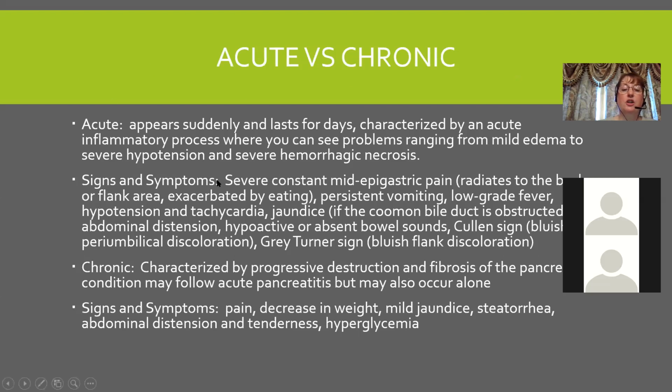So the acute form can appear out of the blue. It can last for days. It's characterized by this inflammatory process, and some of your signs and symptoms would be severe, constant mid-epigastric pain. It can radiate to your flank area, and it's exacerbated by eating. So with this acute form, you can get persistent vomiting, low-grade fever, hypotension, tachycardia, and jaundice.